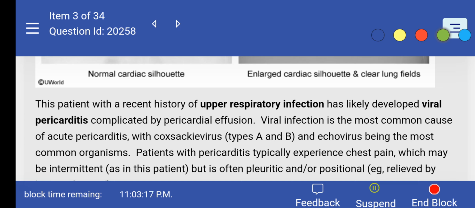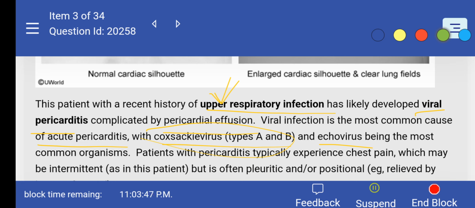So why is this option A? Since this patient, with a recent history of upper respiratory infection presented 1 week ago, has likely developed viral pericarditis complicated by pericardial effusion. Viral infection is the most common cause of acute pericarditis, note this point, with Coxsackie virus type A and type B and echovirus being the most common organisms. But remember this one.